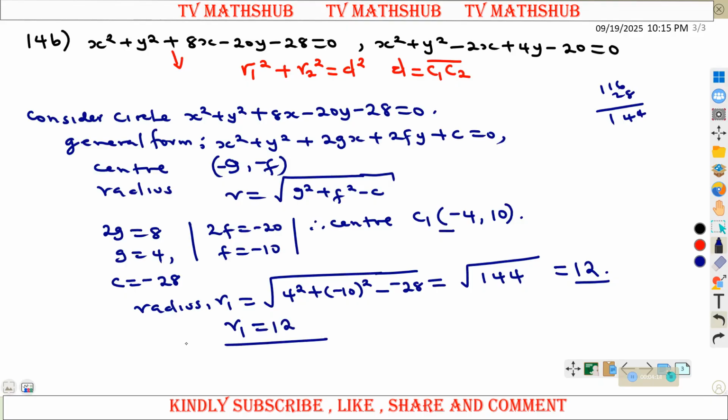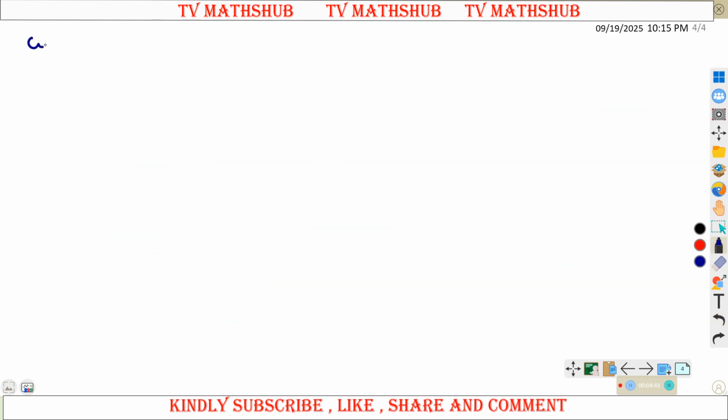So next, we need to consider circle 2. From circle 1, we are in position to get the center 1 and the radius 1. So next we need R2 plus the center 2. So let us look at how best we can get this R2. Let us now consider the second circle, which says that x squared plus y squared minus 2x plus 4y minus 20 is equal to 0.